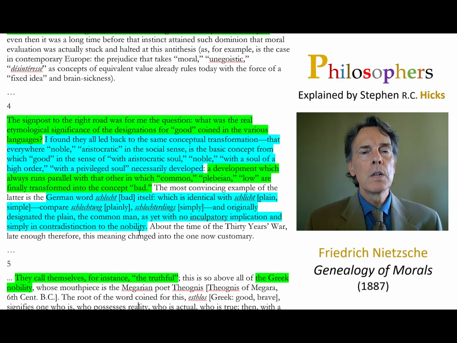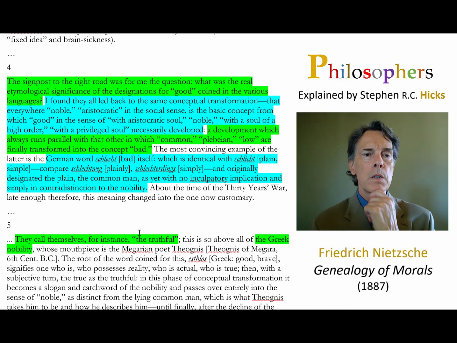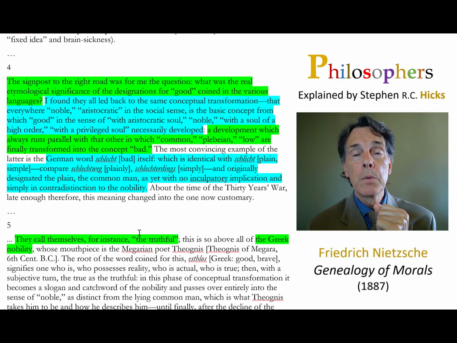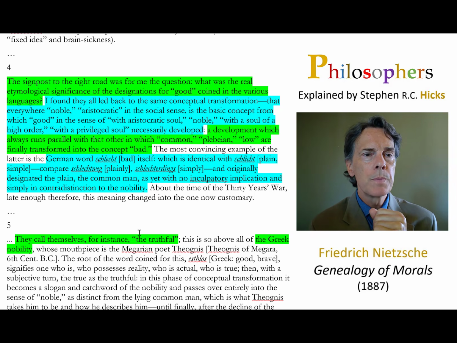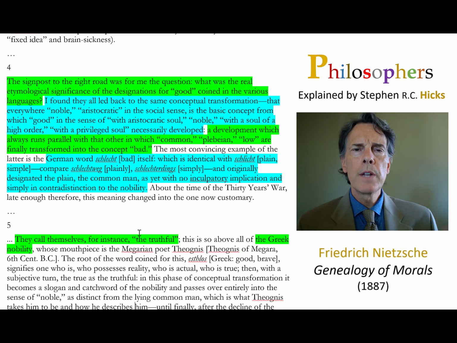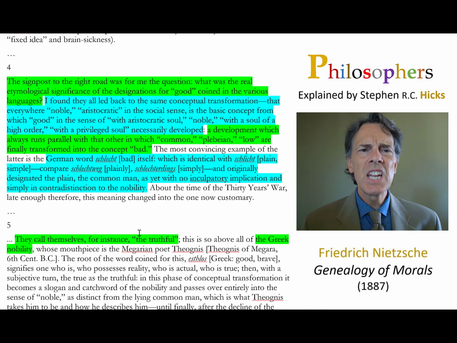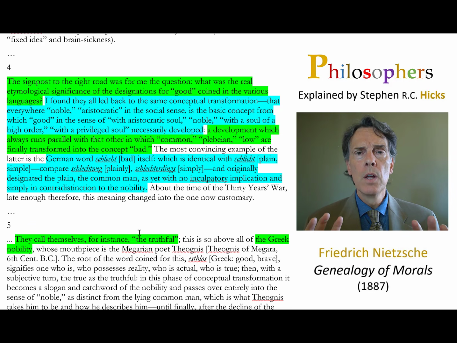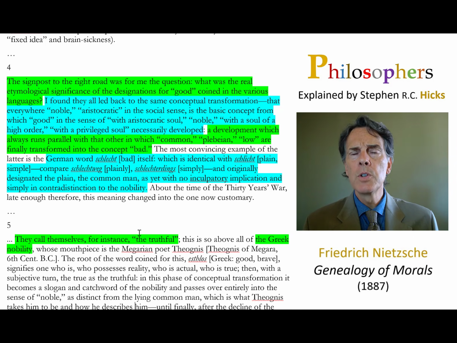Now, next section, Nietzsche talks about language, philosophy of language, and his training as a philologist. The signpost to the right road for me was the question, what was the real etymological, and etymological means origins of words, significance of the designations for good coined in the various languages? And so the idea here is we go and we look at all of the great languages, and we look at all of the great ancient languages, and we see how those languages evolve over time.